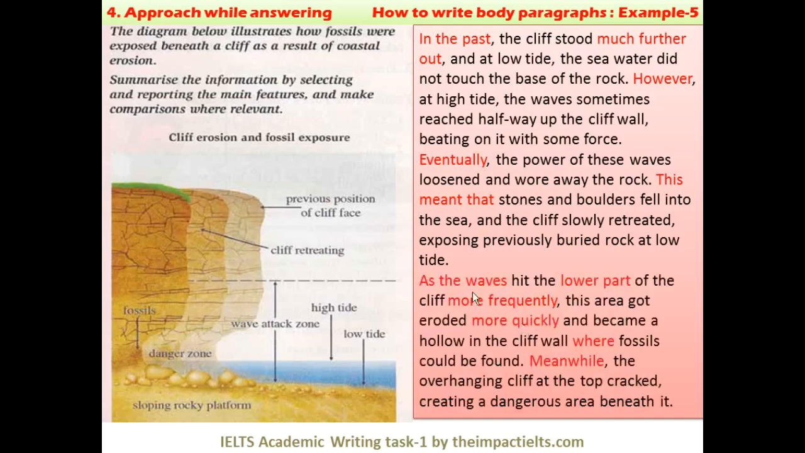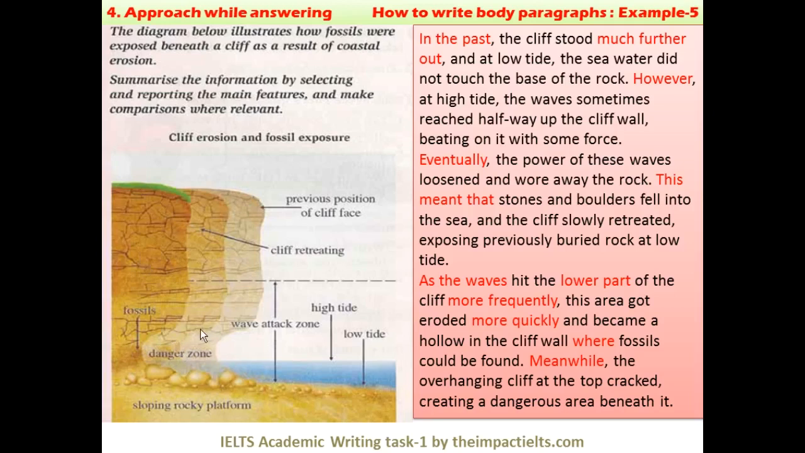So let's see. As the waves, "as" is used when we talk about two actions together, as the waves hit the lower part of the cliff more frequently, this area got eroded more quickly and became hollow in the cliff wall where fossils could be found, right? So this is talking about this process, what happens as a result, and we can find fossils here. Meanwhile, the overhanging cliff at the top cracked, creating a dangerous area beneath it.